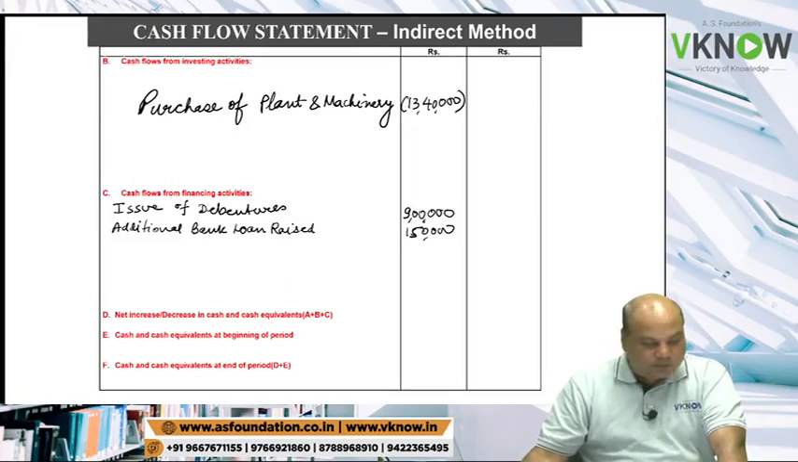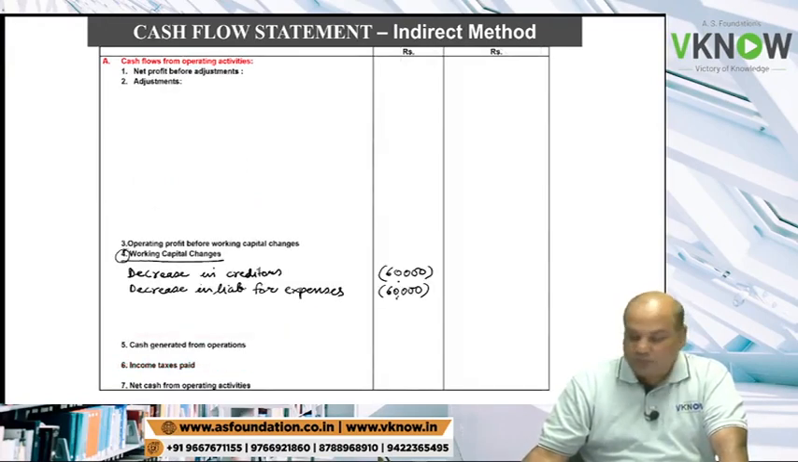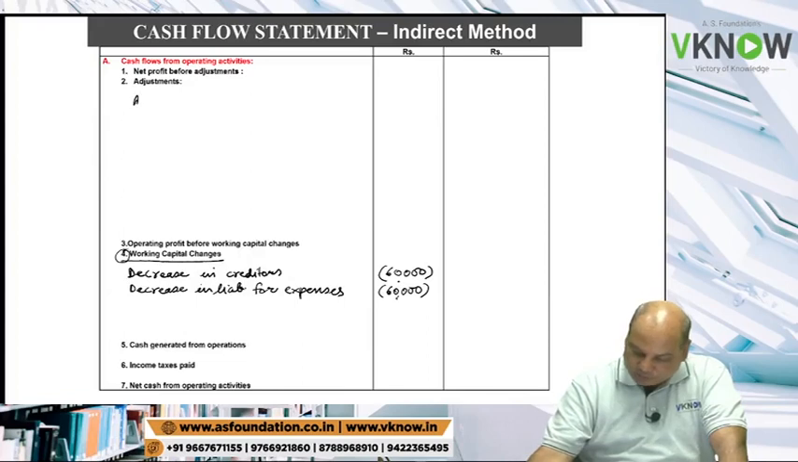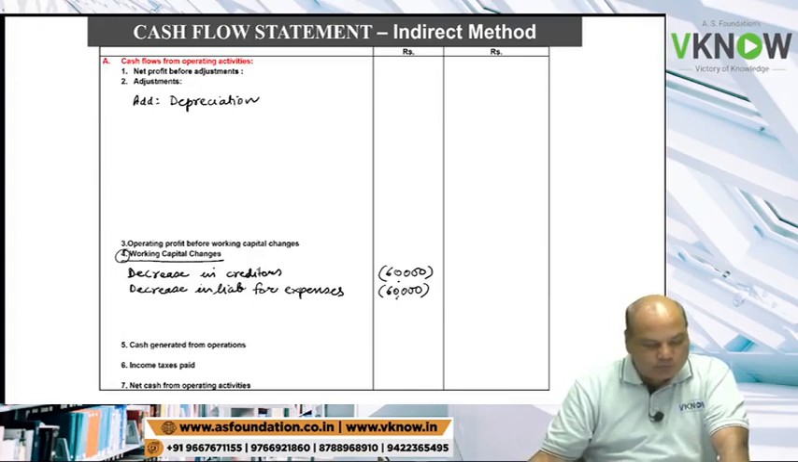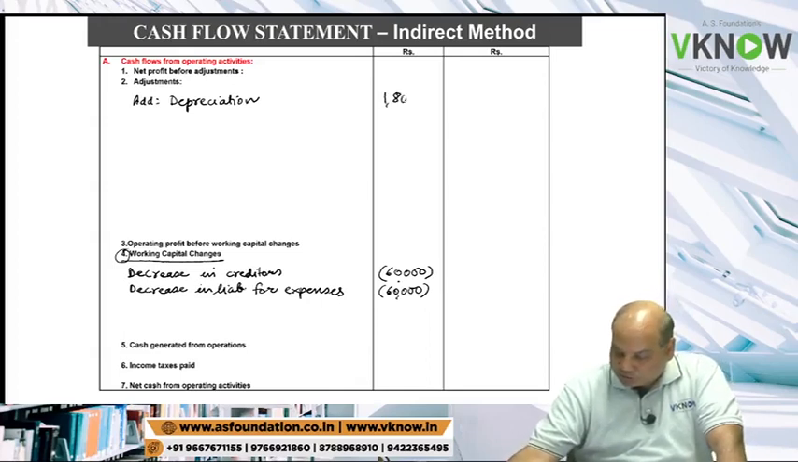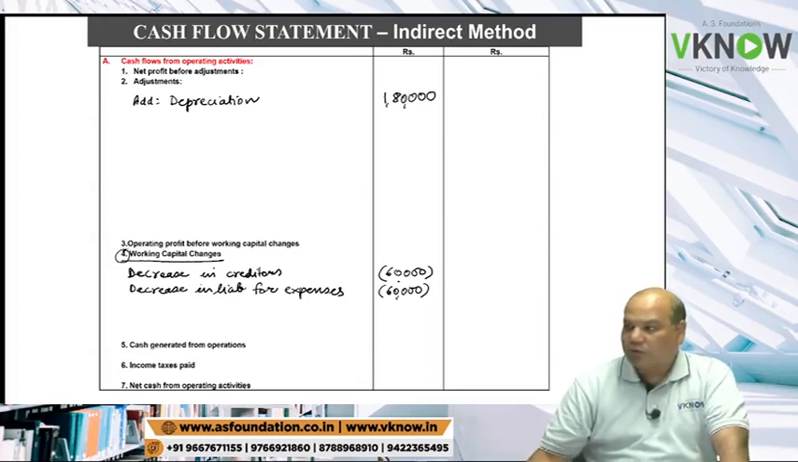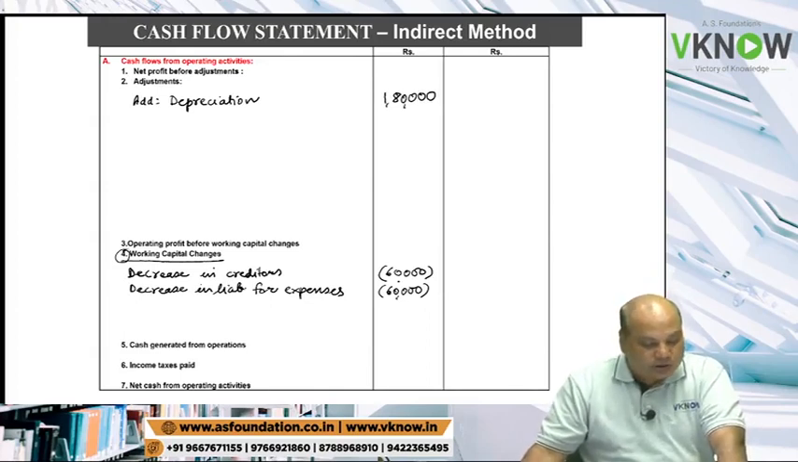And then the difference in depreciation is current year depreciation. That we will write in adjustment. So add depreciation, adjustment, operating activity, point number 2. Depreciation amount is 1,80,000. It is given in the question also.